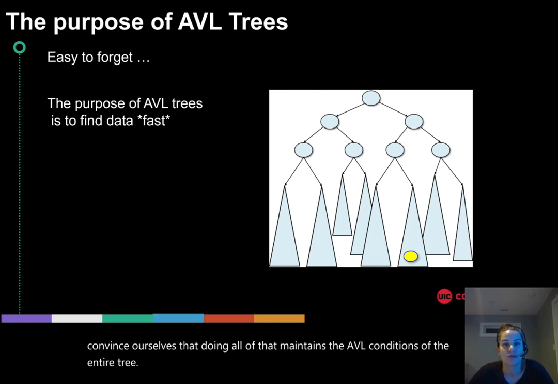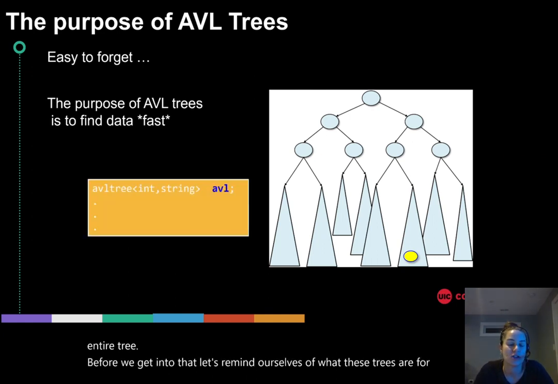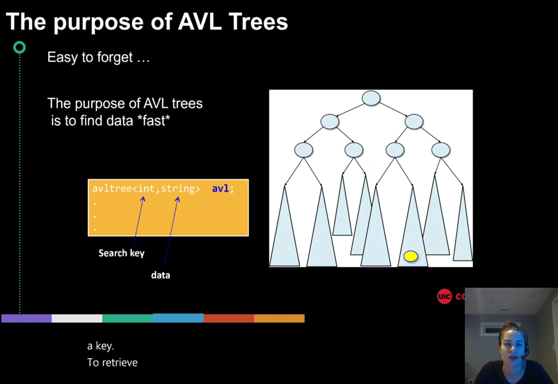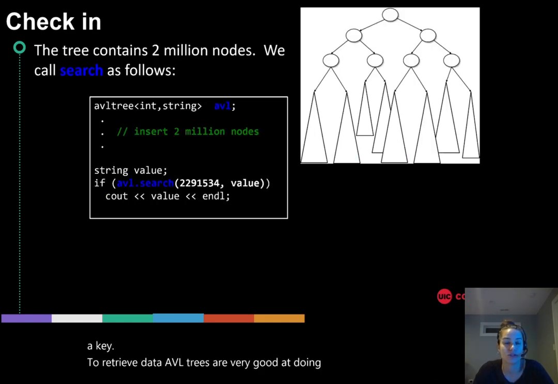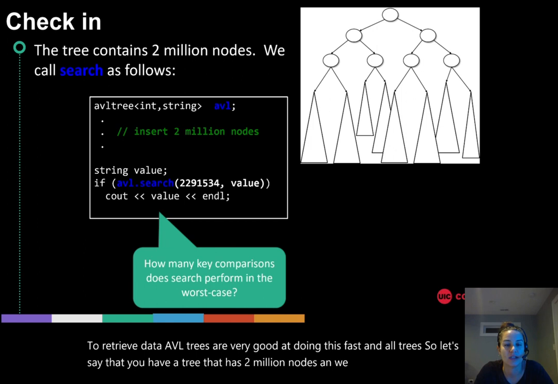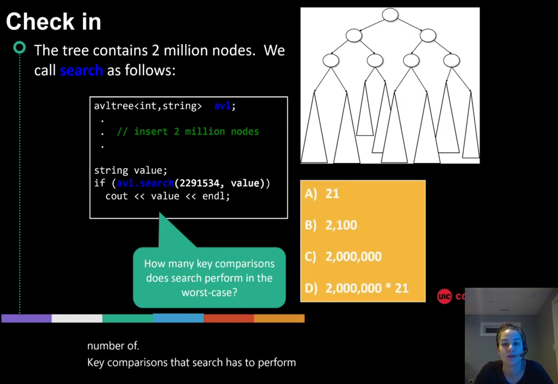Before we get into that, let's remind ourselves of what these trees are for. So remember, trees are to look up stuff fast. So if you need to search something via a key to retrieve data, AVL trees are very good at doing this fast, in all trees. So let's say that you have a tree that has 2 million nodes, and we call search. What is the number of key comparisons that search has to perform in the worst case scenario?